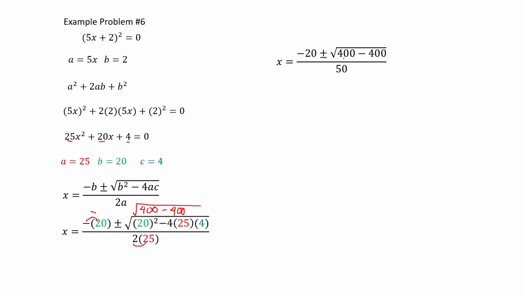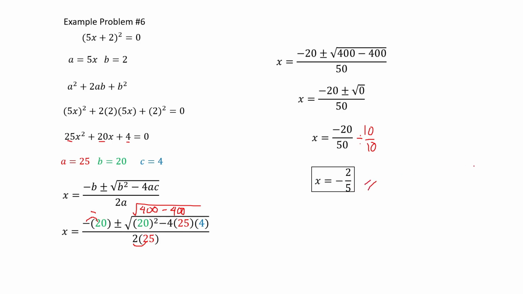Now we solve 400 minus 400, this is equal to 0. And now since it's 0, we don't need to separate it anymore, so never mind this. So it will be negative 20 over 50. Now we can simplify this by dividing it by 10. Dividing it by 10, the answer will be x equals 2 over 5. Here's the answer.